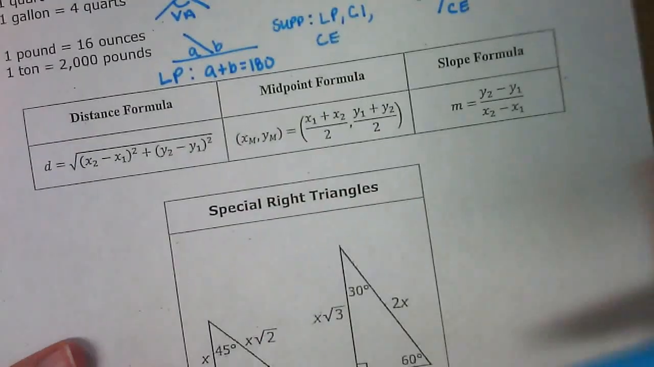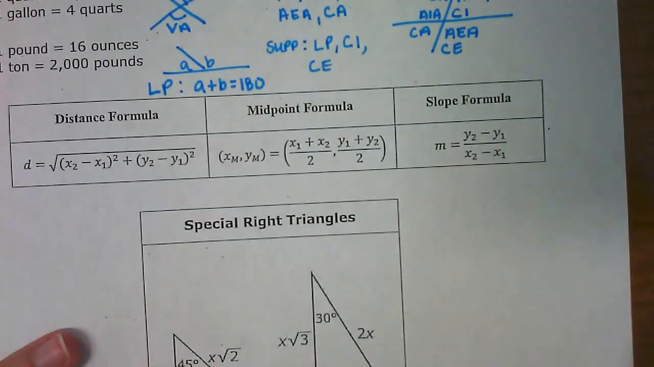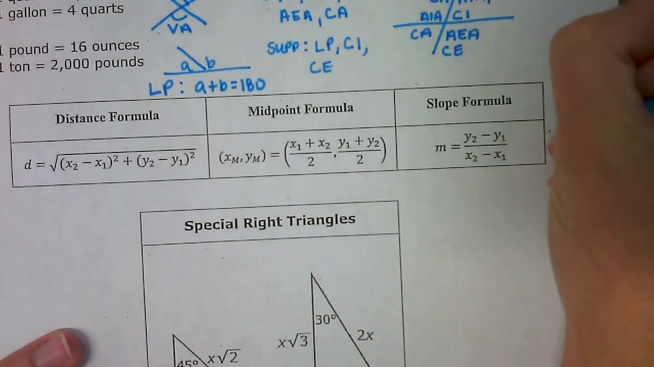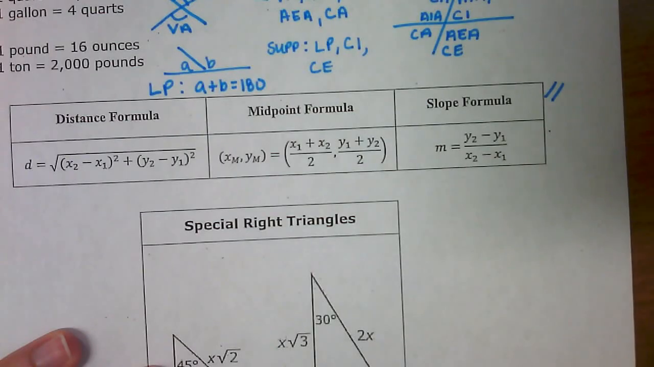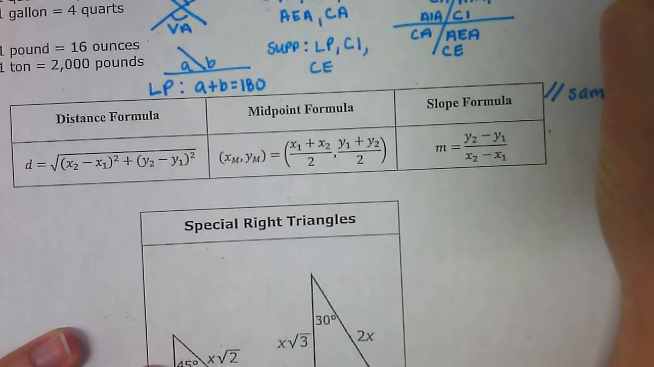All right, we're going to move down here and we're going to look at slope. So when we deal with slope, we're checking for parallel lines. Parallel lines have the same slope.